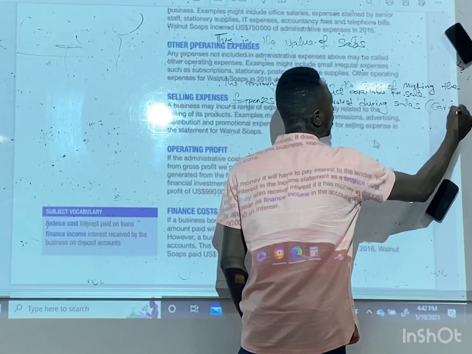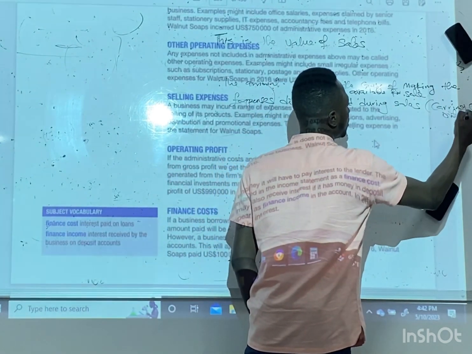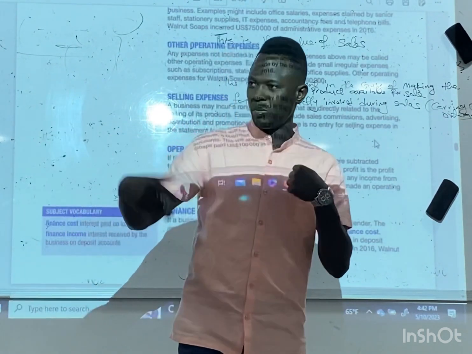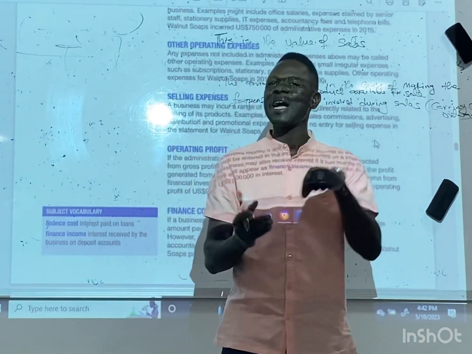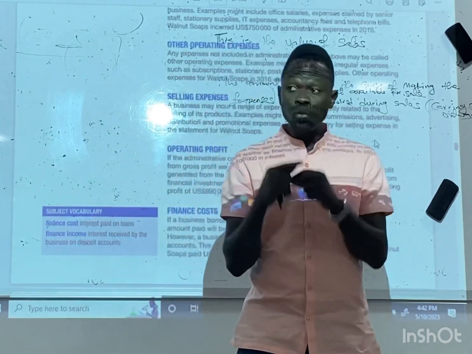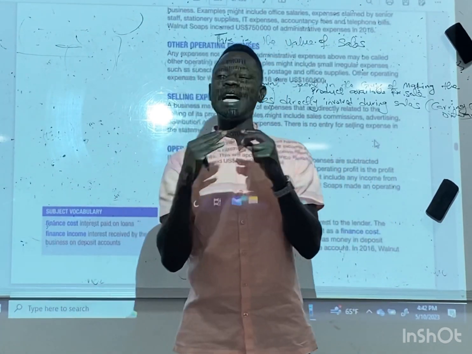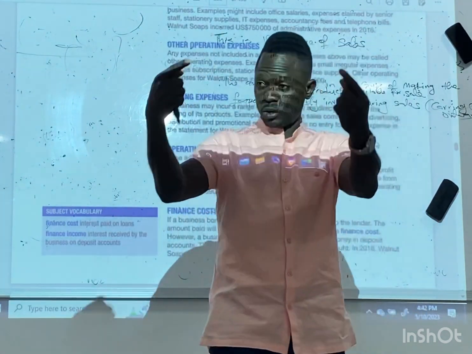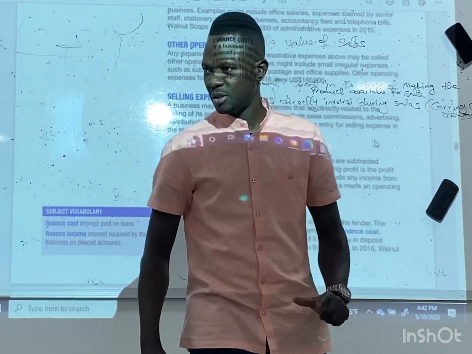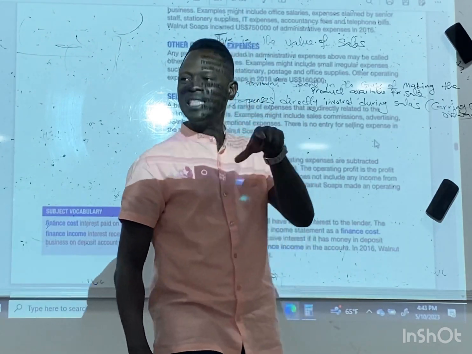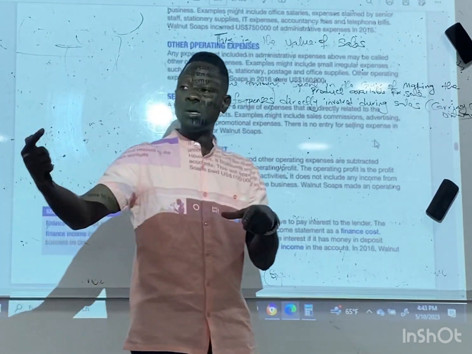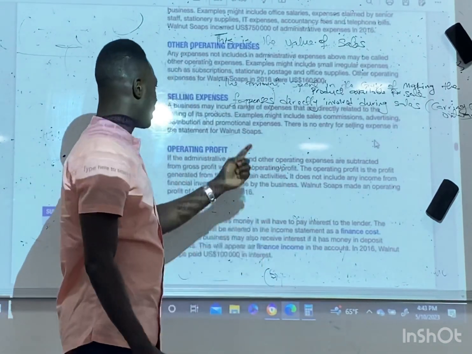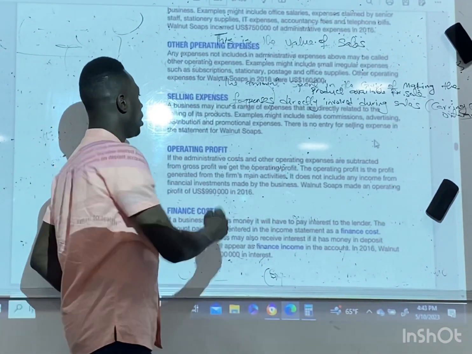Carriage outward. So, an example of selling expenses, please look at that, is your carriage outward. Carriage inward is different from carriage outward. Carriage outward means the amount you spend to transport the products to your customers. Carriage inward is the amount you spend to bring the product into your own premises. I think it's clear. So this is an example of selling expenses. Operating profit.